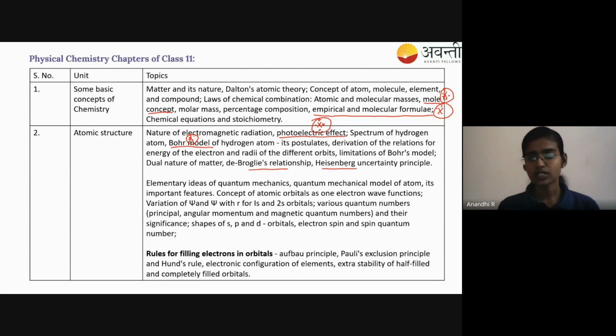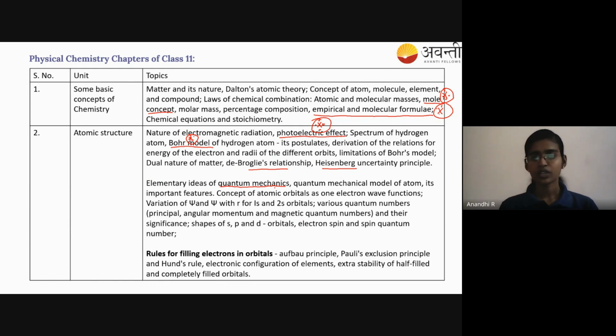So we are going to study just the formulas from these topics, and the new topic which is getting included in the new syllabus is this quantum mechanical concept. Okay, quantum mechanics. This part is included as a new chapter for NEET students. Previously, it was not there for NEET, but it was there for JEE.